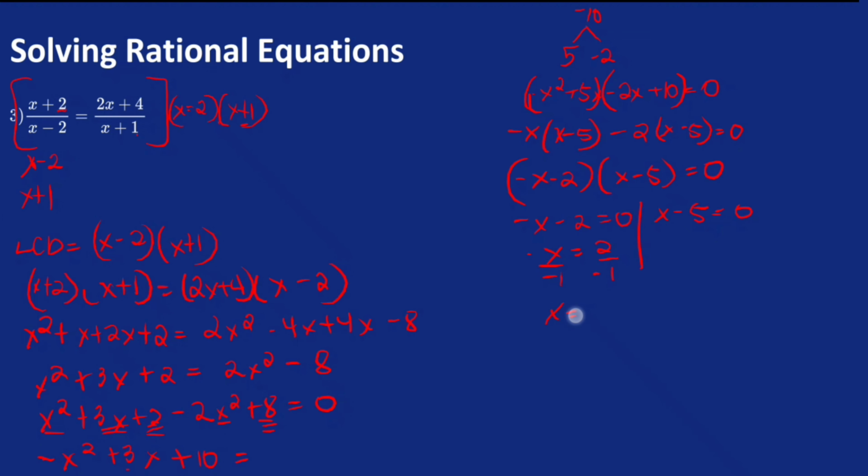So x is equal to negative 2. And then for the other factor, just transpose negative 5 and you'll have x is equal to 5. And so these are our solutions, negative 2 and 5. You may also use the quadratic formula.